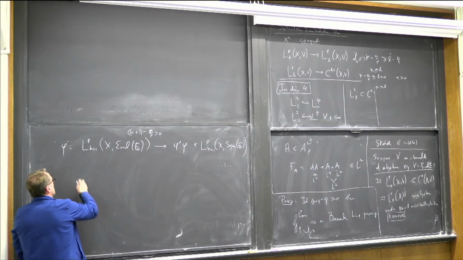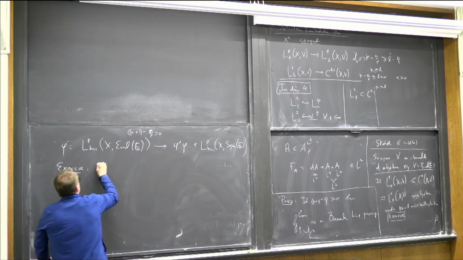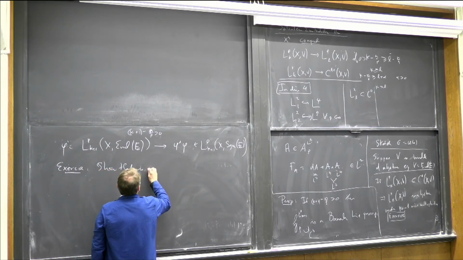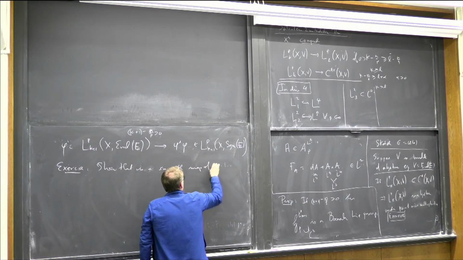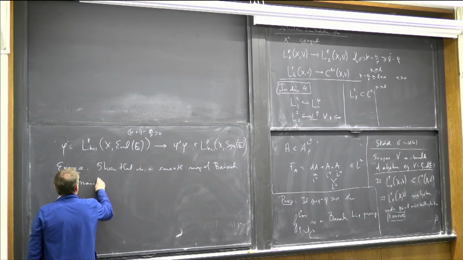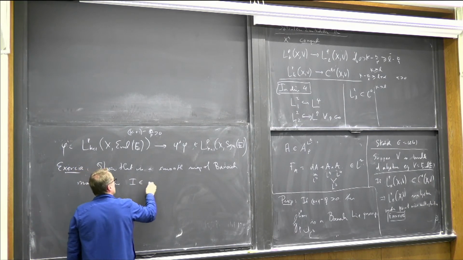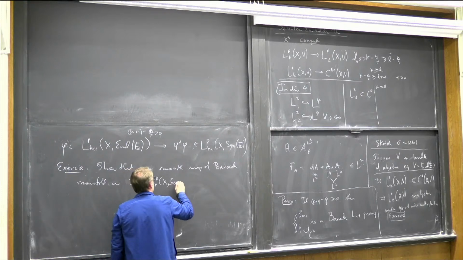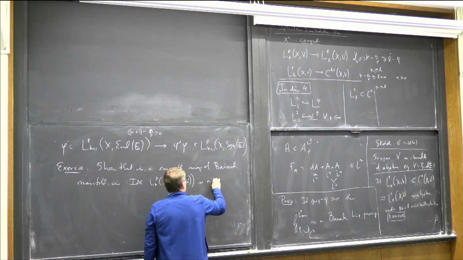And the claim is, the next exercise: show that this is a smooth map of Banach manifolds, and the identity in L^p_k symmetric endomorphisms is a regular value.